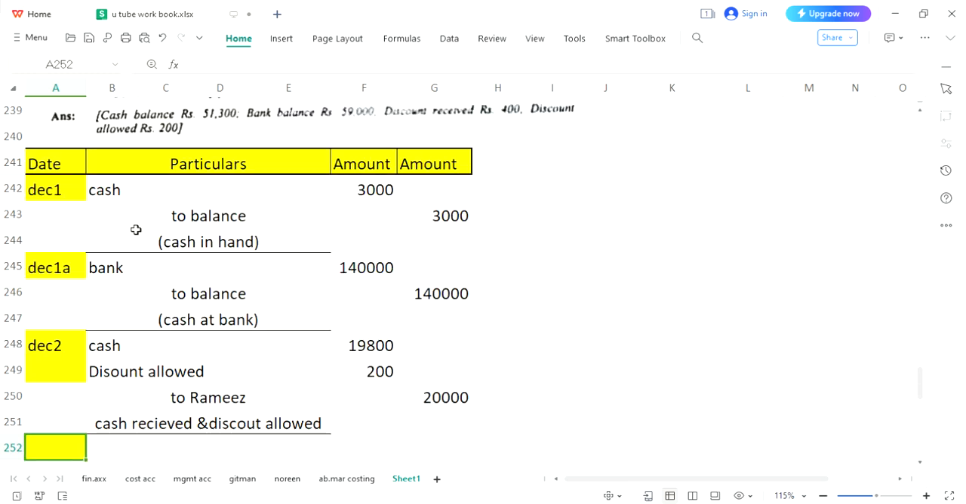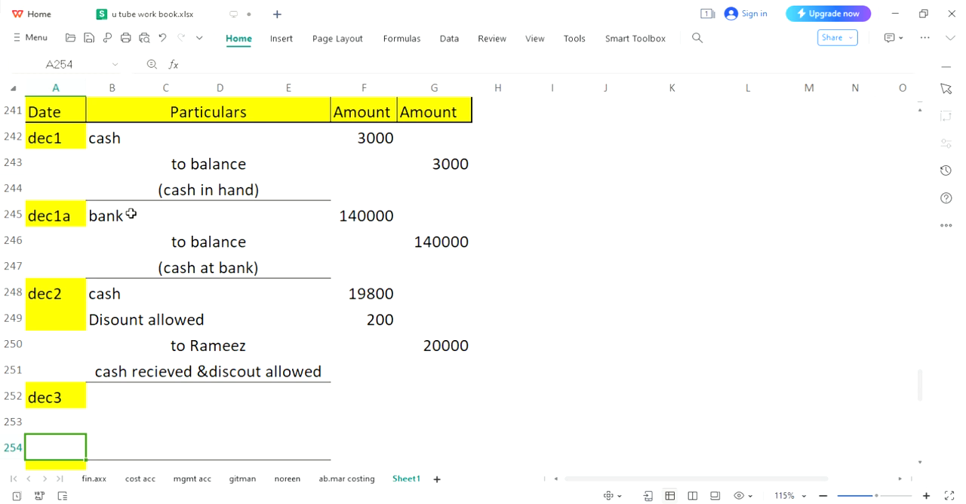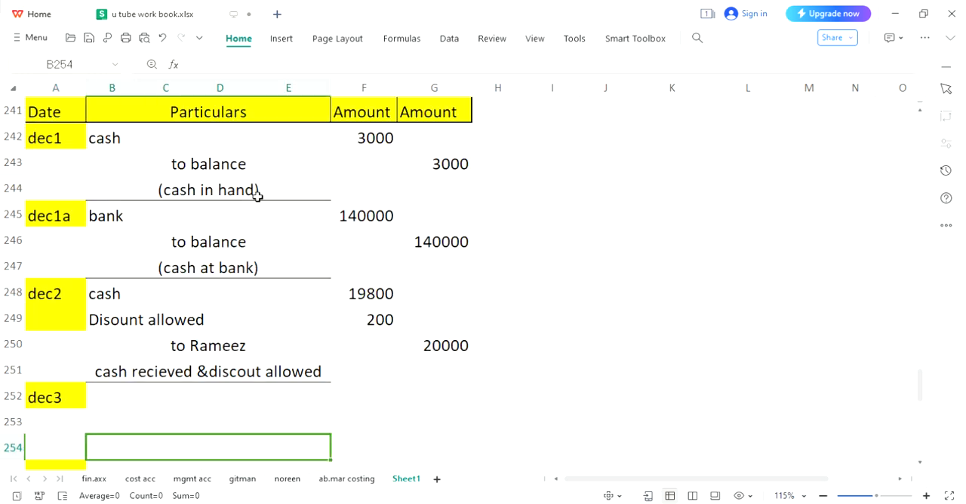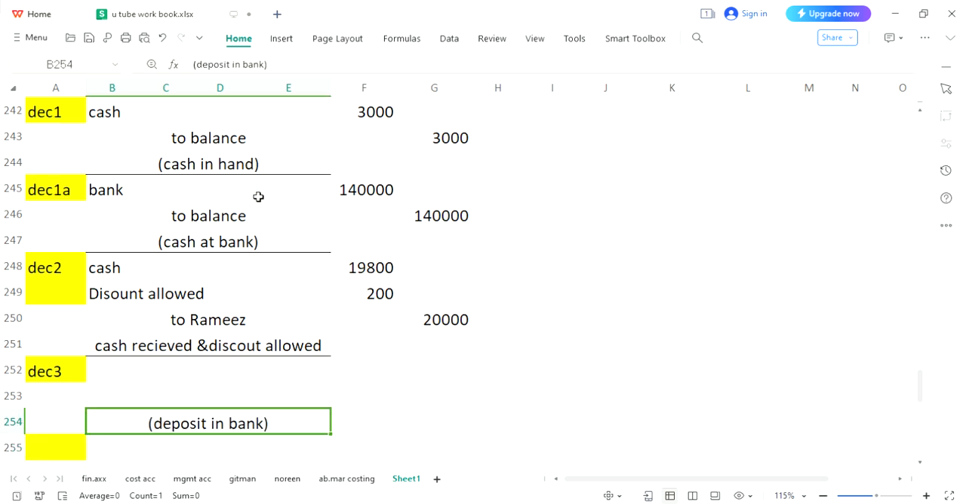Now December 3 is our next target. Let's see what December 3rd is saying. Deposited into the bank. The narration is similar to the previous question. Deposit in bank means the amount is deposited into the bank, which shows cash is going out, which is your asset.